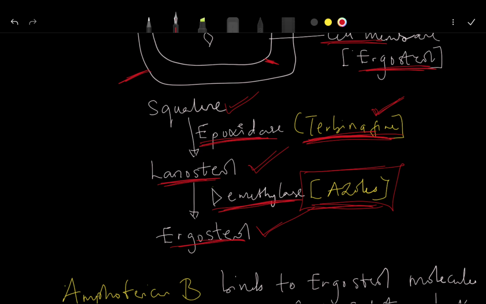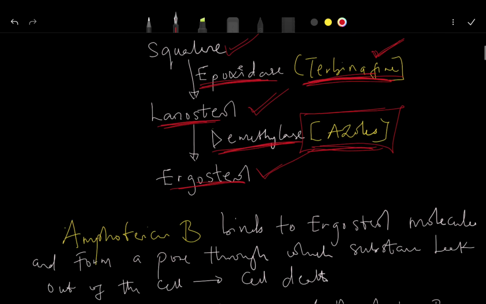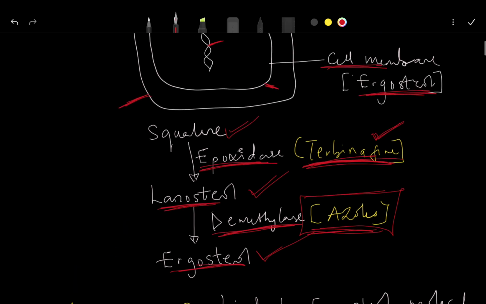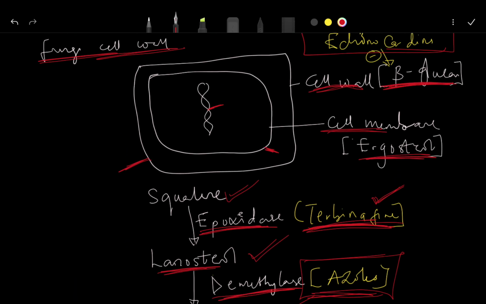Now, one thing you will notice later on is that terbinafine is fungicidal, while azoles are fungistatic. So put that at the back of your mind: terbinafine is fungicidal, it will kill the fungus, while azoles are fungistatic. That is one important thing to take note of. These two drugs, terbinafine and azoles, inhibit the cell membrane synthesis.